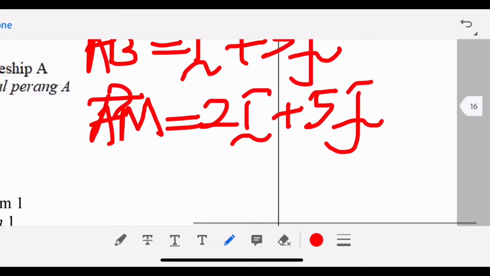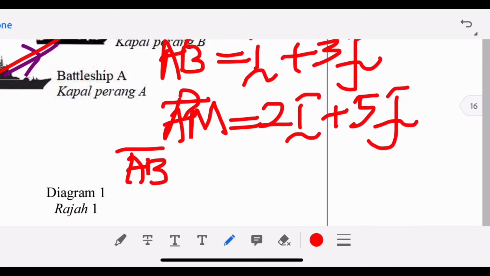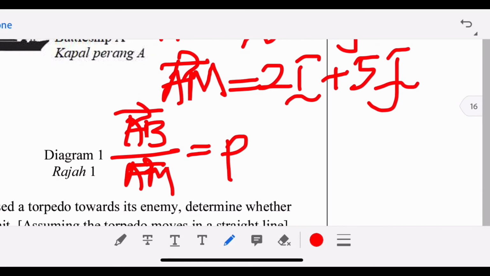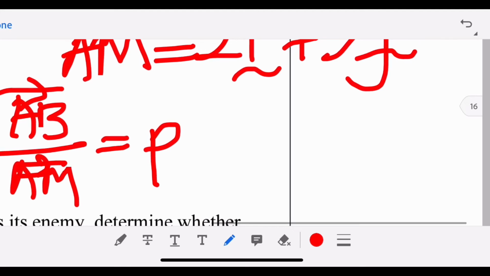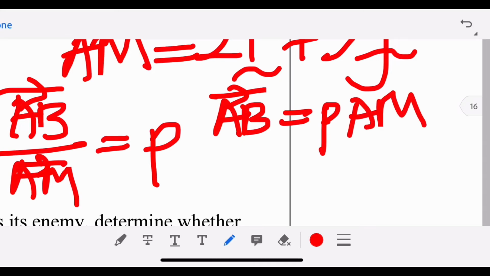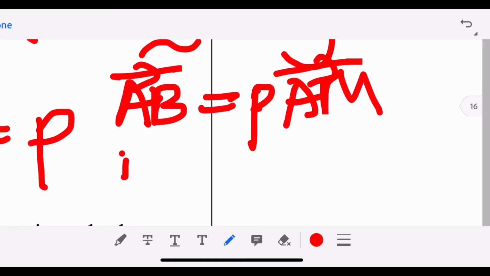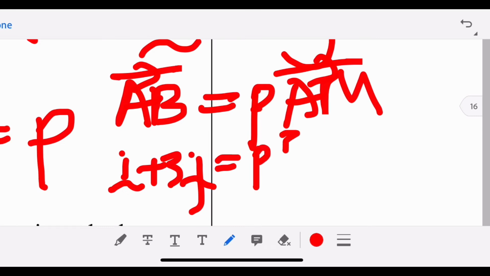So some of you might want to find AB and AM. It's okay, nothing wrong. You can find AB and BM or AB and AM, up to you. So you try to find the ratio AB over AM. Normally we will write like this, but in the end we will write in terms of an equation, easier for us to solve, right? So we write AB equal to a constant p AM. So that means we try to work out the ratio for the AB and AM.